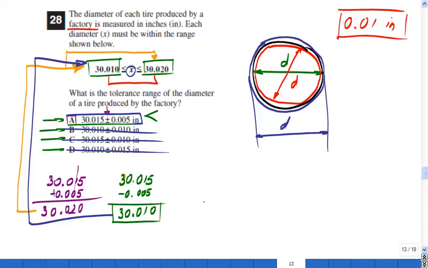So that's the tolerance range that your manufacturer will allow on any one of their tires. Those tires will be considered up to the quality. They will be distributed to the retailer, and everything will be fine.